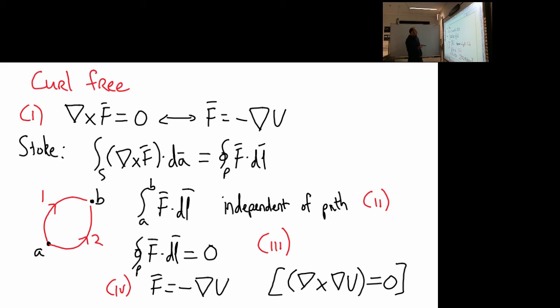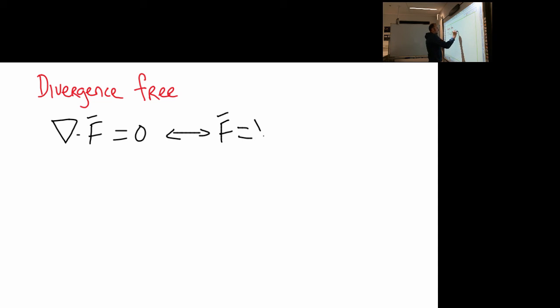Okay, so now let's look at the divergence-free case, and let's say that the divergence is equal to 0 everywhere. The divergence of our vector field F vanishes everywhere. So now what we can write is the divergence of F is going to be equal to 0. And this means that F can be written as the curl of some vector potential A.